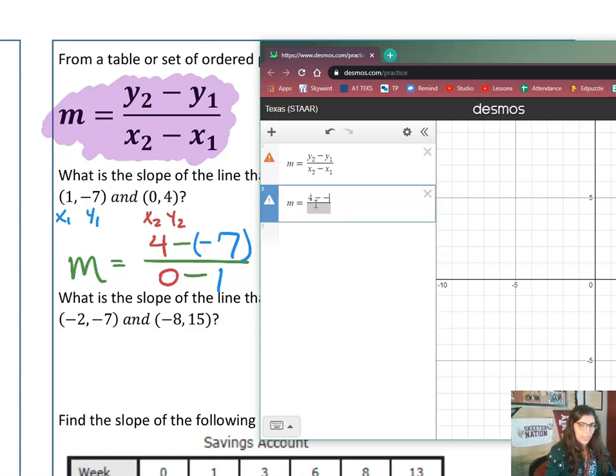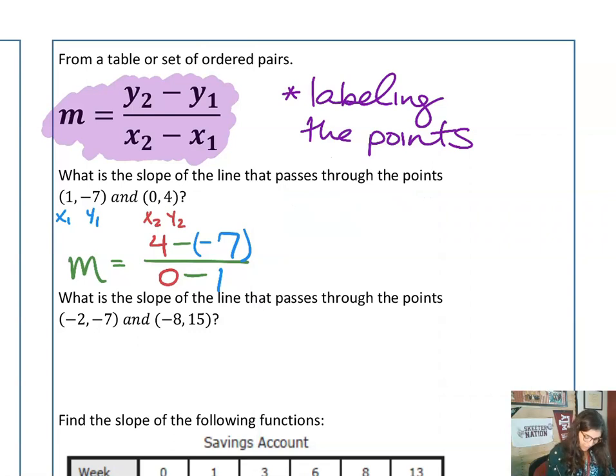4 minus negative 7. Again, if it bothers you to have the double negatives, you can put this in parentheses. You don't have to, but you can. I'll show you, you don't have to. Then in the bottom, I just went down to get to the bottom, 0 minus 1. And it's going to tell me that my slope, or my m, is negative 11. Thanks, Desmos, for calculating that for me, which means I know that this slope is negative 11. That's the slope of the line that passes between the 2 points. Pause the video right now. I want you to try the second one.